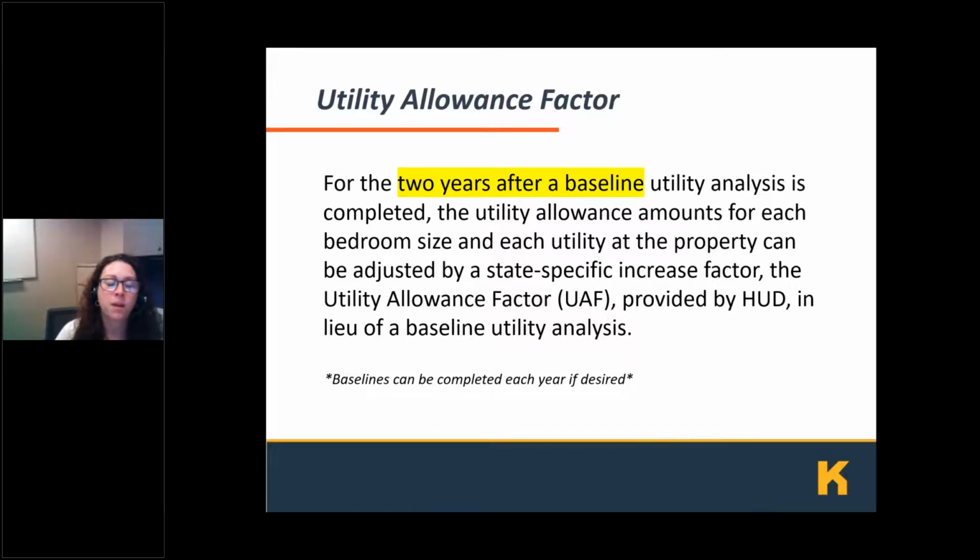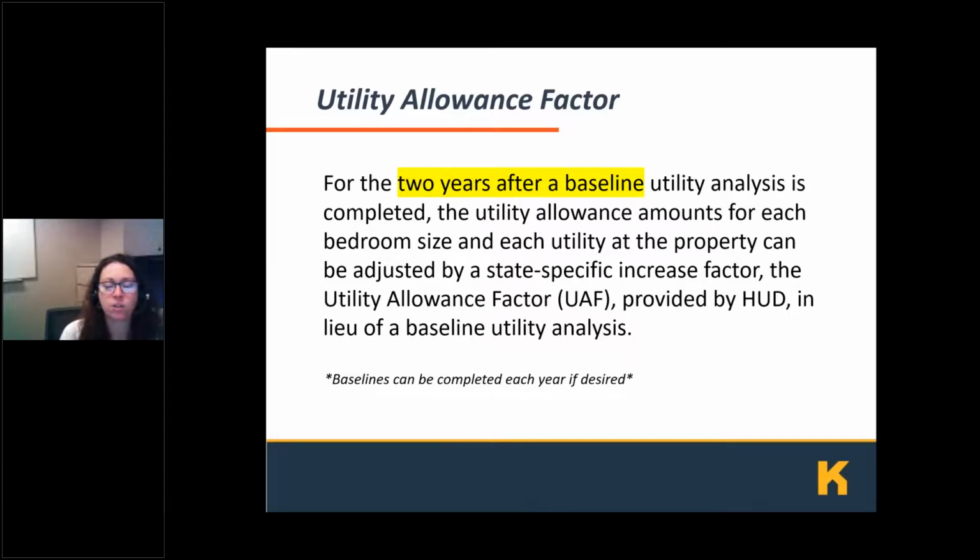Now, I will let you know, I think I've mentioned this already. If you are not due for a baseline for this particular year, you can still do one. Completely your choice. If maybe you had some rehab and did some energy efficiency work on some of the units, and now you really want to get a better baseline, go for it. Send us in that data and we'll complete one of those for you. But you don't have to.